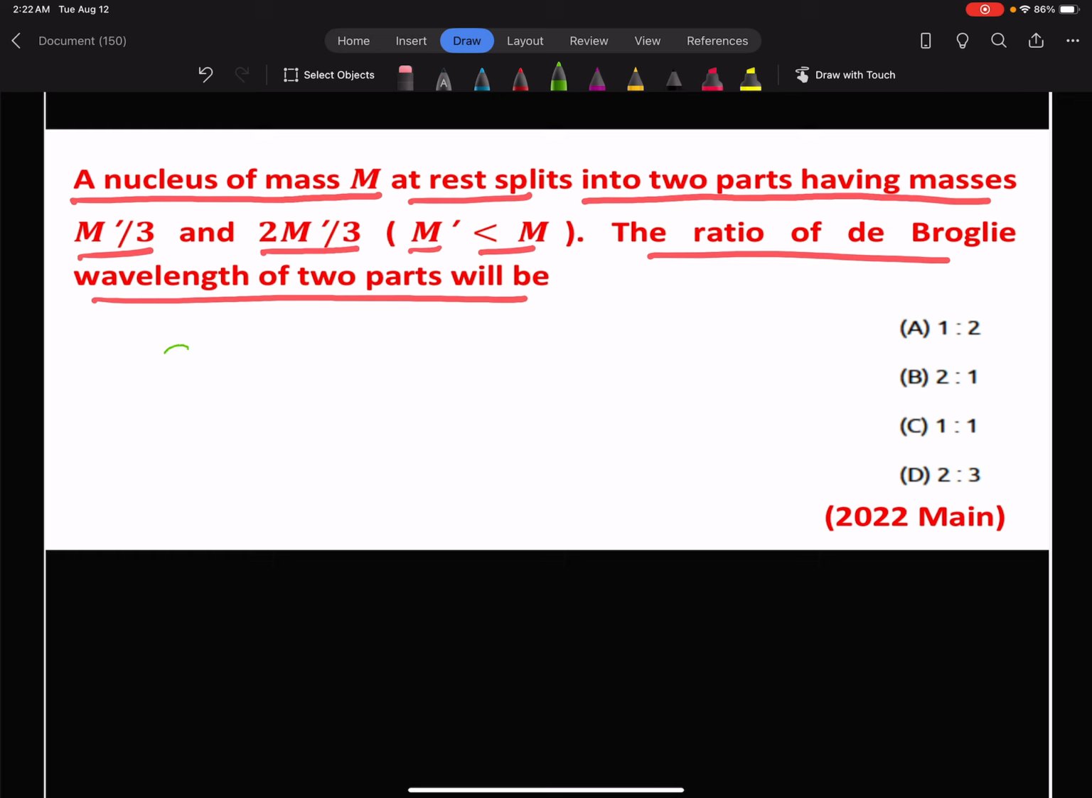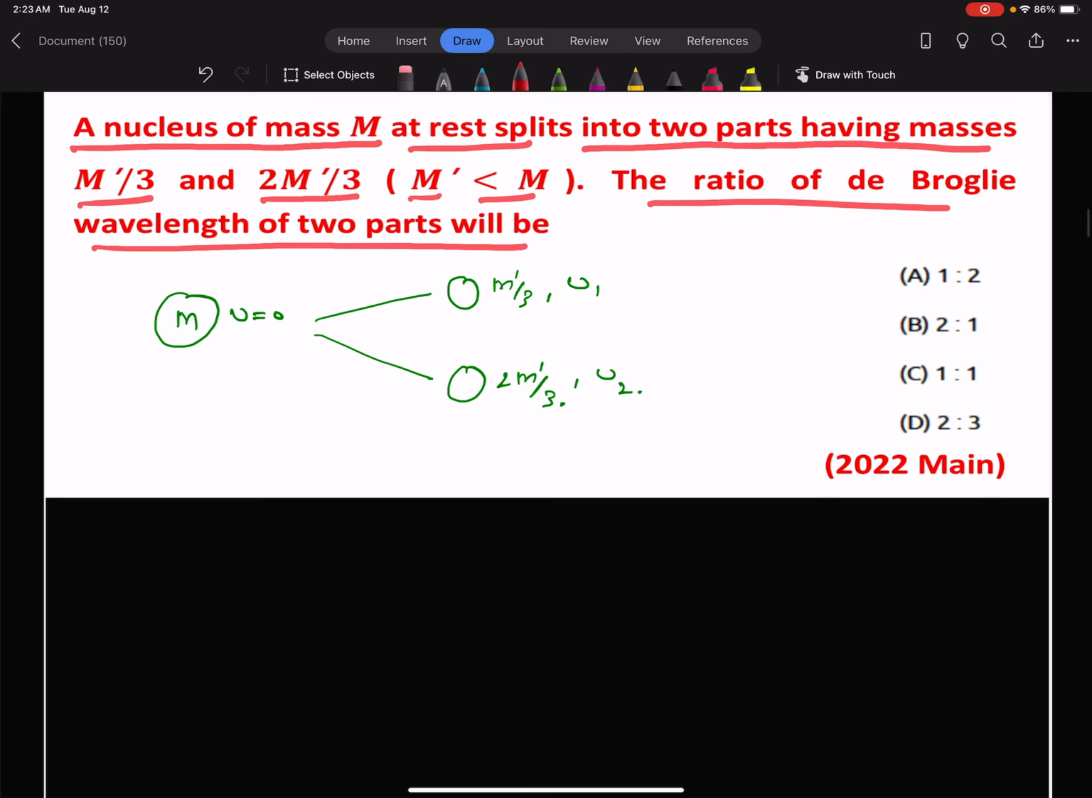We have a mass m whose initial velocity is equal to 0, and it splits into two parts. The first part is m prime by 3, and the second part is 2m prime by 3. Let us suppose its velocity is v1 and the other velocity is v2. So we can just use conservation of momentum and solve it.